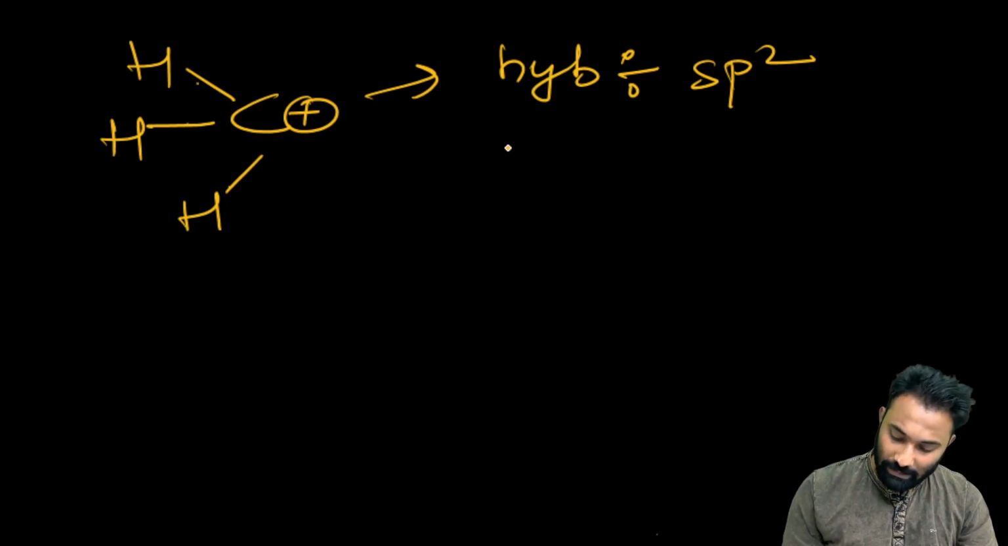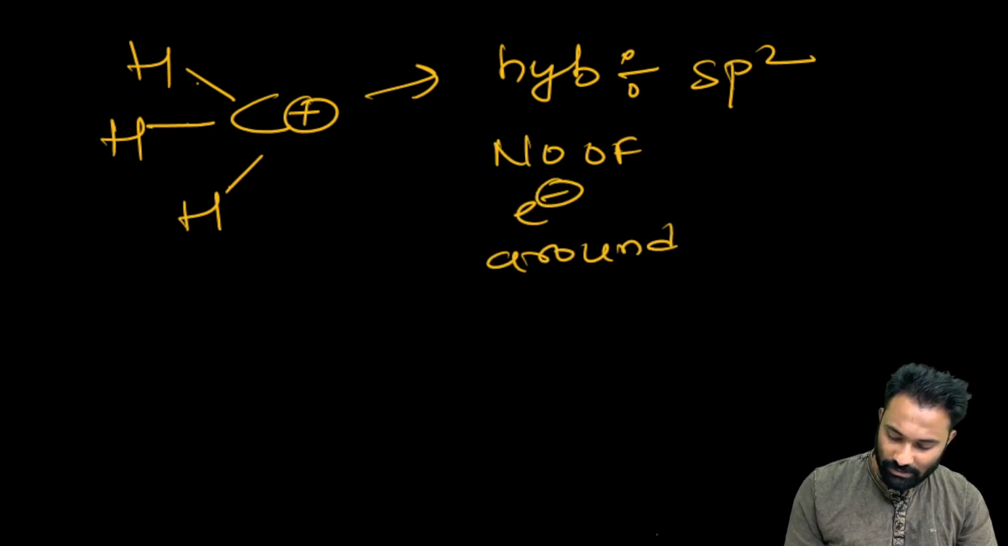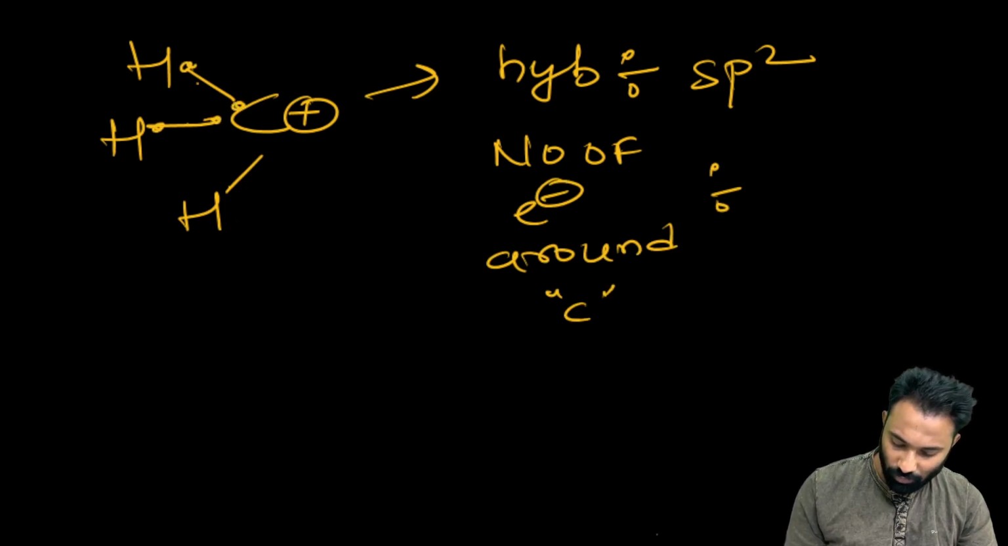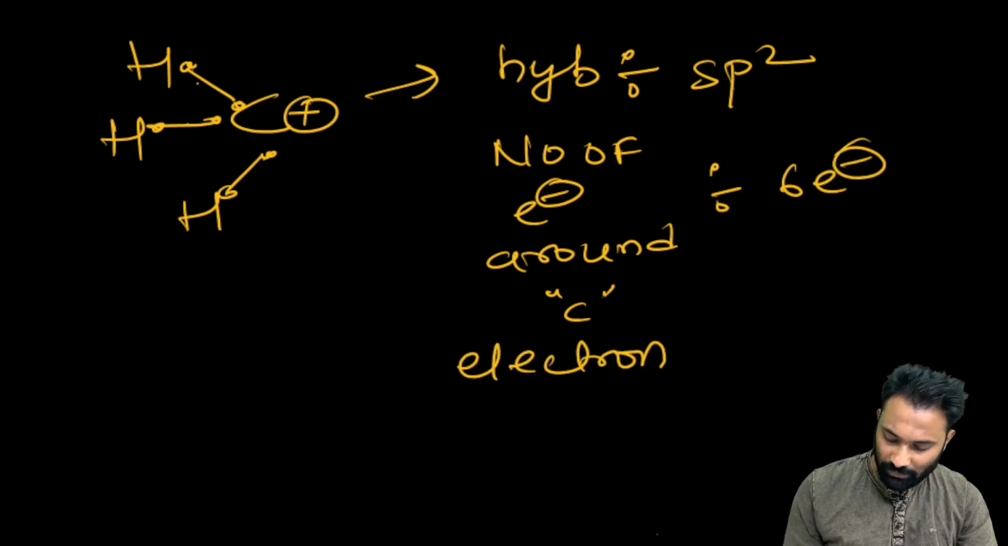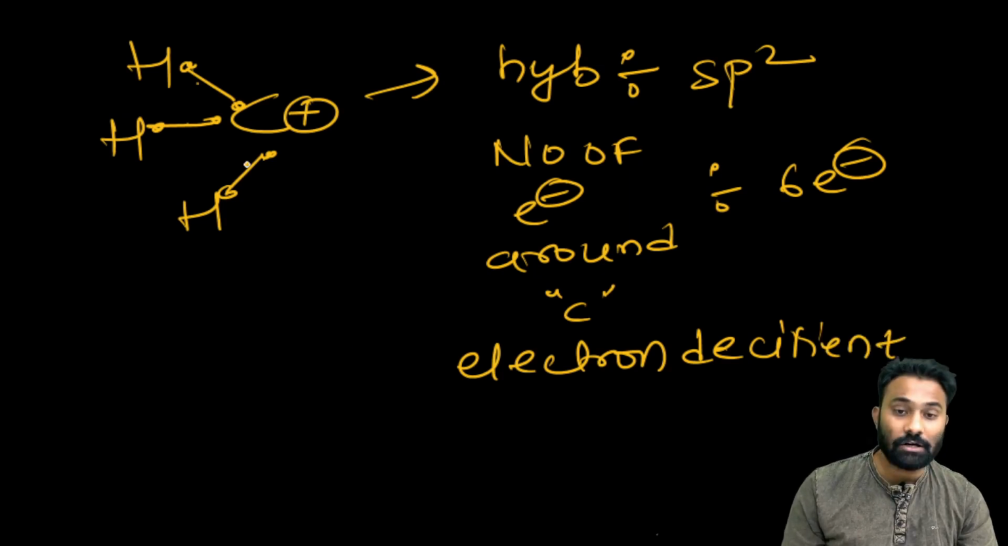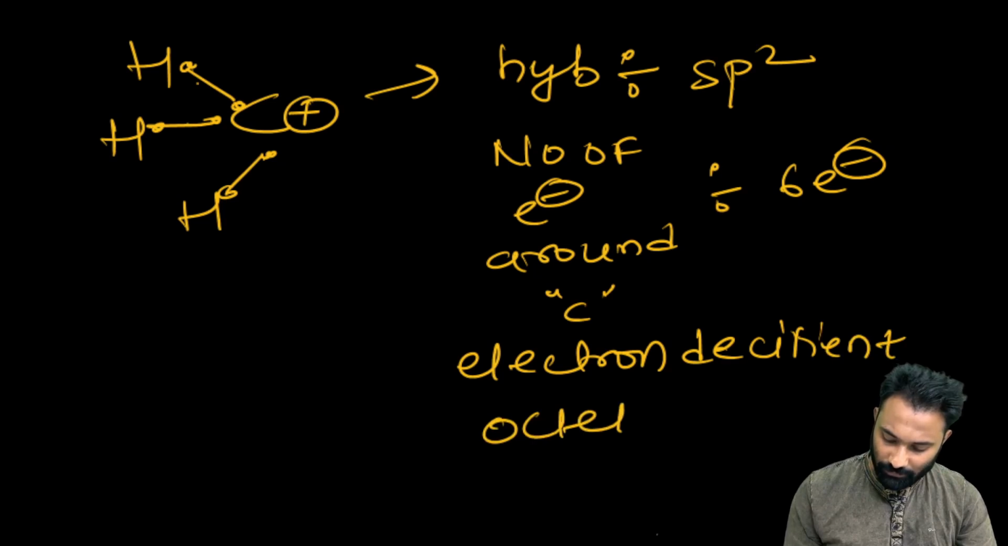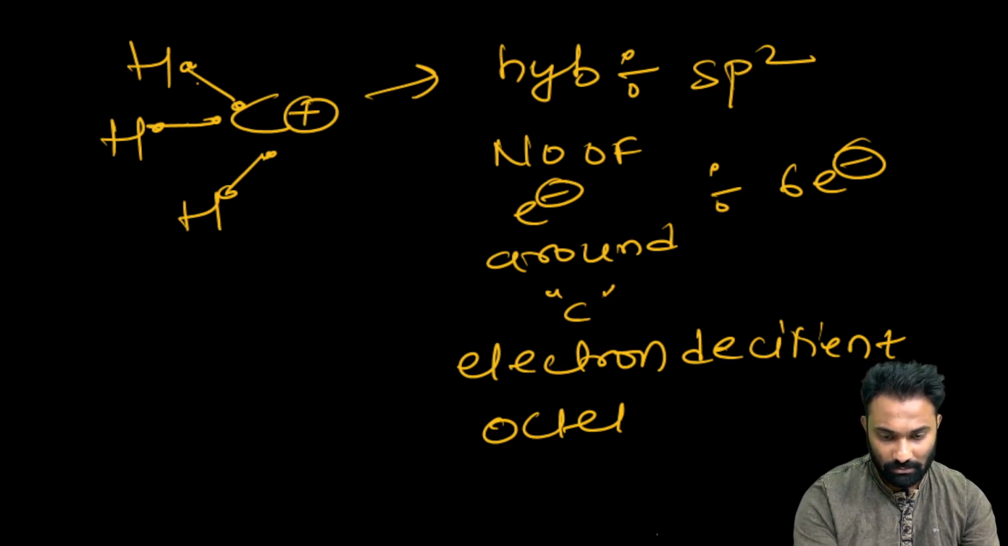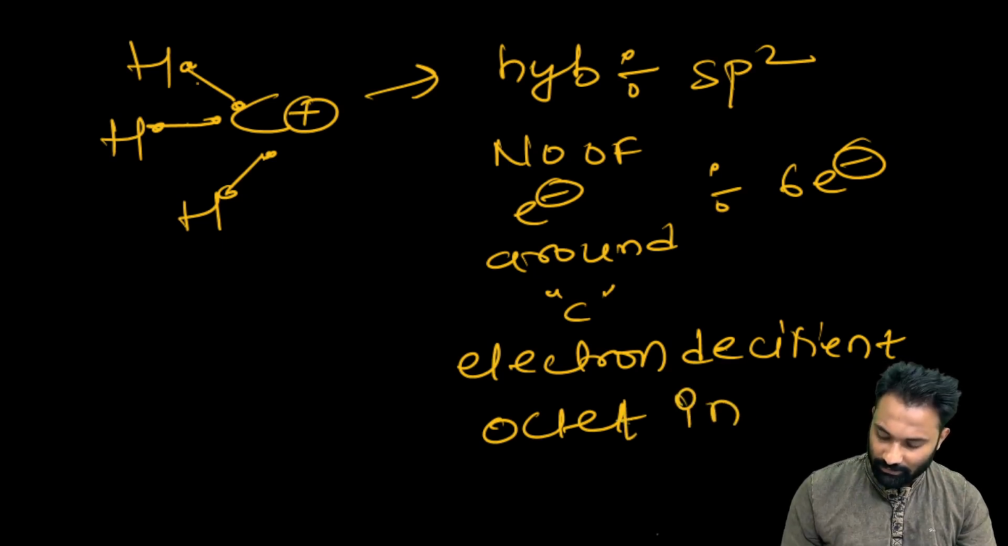And the number of electrons around carbon is 6: 1, 2, 3, 4, 5 and 6. Clear? Now this is electron deficient, right? Why is it electron deficient? Because its octet has not been completed. This is octet incomplete.